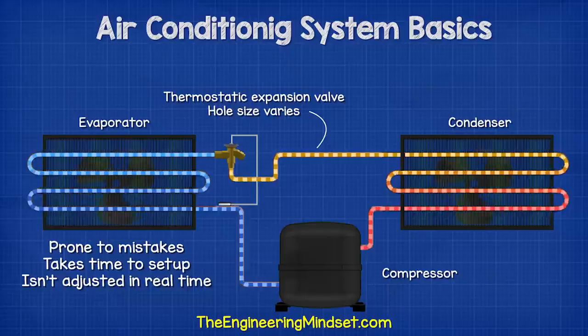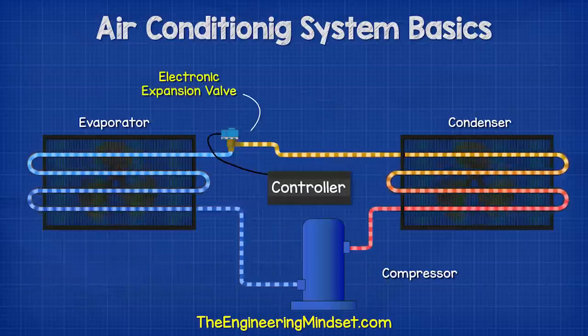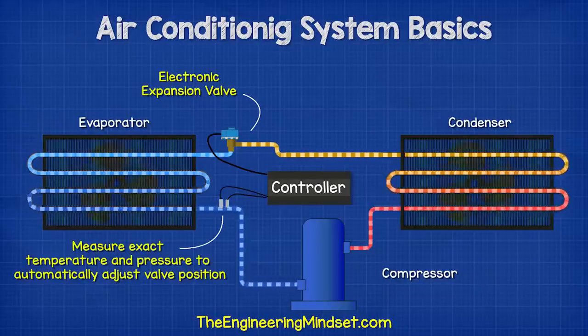It also takes a long time to calculate and set up, and it is also only adjusted once per service visit, which is not ideal. It will also not allow peak performance. However, it does work very well, and these will continue to be used for many years. And so the latest evolution is to use electronic expansion valves. These use a controller to measure the exact temperature and pressure and adjust the valve position automatically in real time to ensure optimal performance and maximum system efficiency.